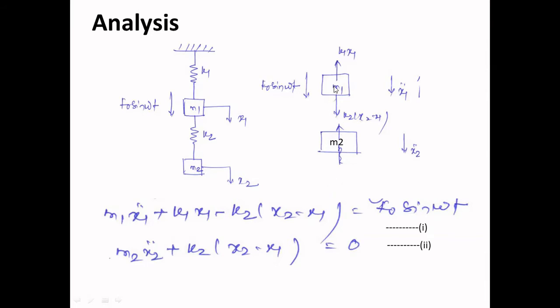As discussed earlier, for a simple 2 degree of freedom system, we can write down the equation of motion for mass 1 and for mass 2. That is represented by equation number 1 and equation number 2. Students, I advise you to try at home and write down these equations.